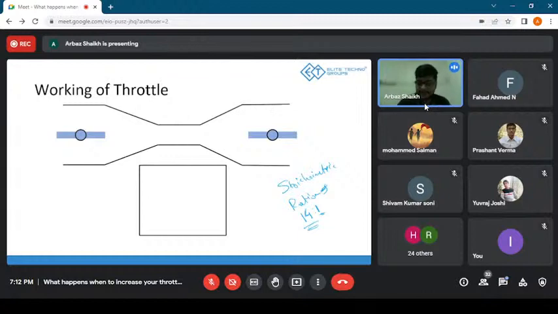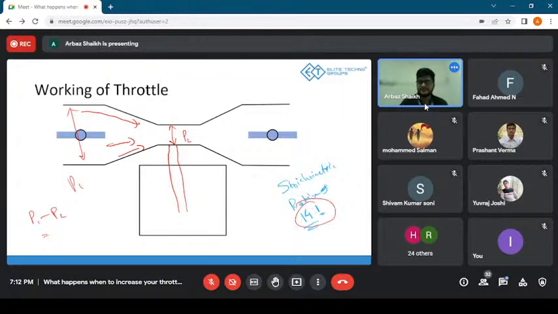Now, to adjust the stoichiometric ratio, engineers have to design the carburetor in such a way that the area before the convergence and the area at the throat should be in a ratio such that the pressure difference, which will be happening over here, so again we have the P1, we have the P2, should be such that it sucks a specific amount of fuel, in a way that we can maintain this ratio.